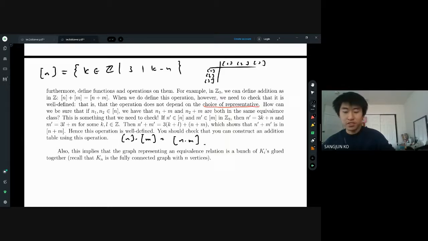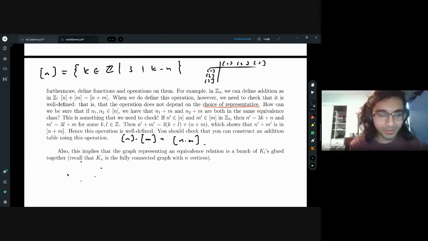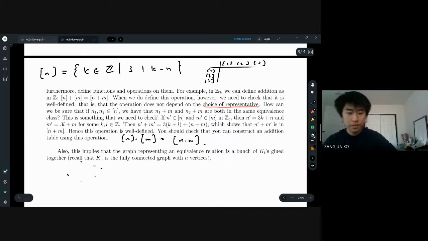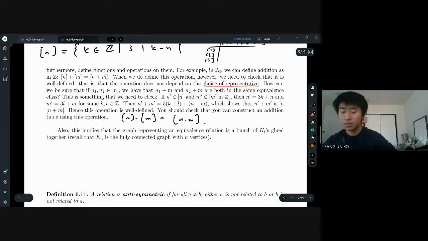The graph representing an equivalence relation is a bunch of complete graphs together. Because if you have an equivalence class, does a complete graph have self loops? No, that would be weird. Complete graphs are simple graphs. So maybe let's just think about this on your own time.